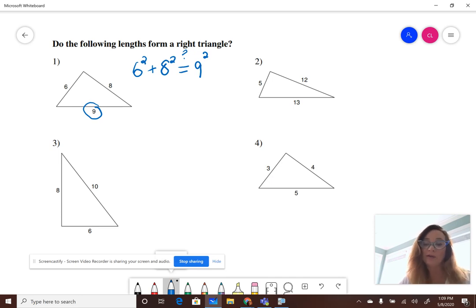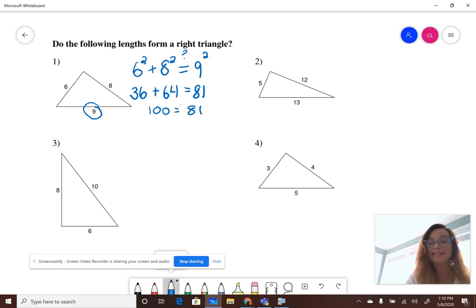Now squaring, you did this in your last unit. 6 squared means 6 times 6. 8 squared means 8 times 8. 9 squared means 9 times 9. Now if I add 36 and 64, I get 100. 100 does not equal 81, so we would say no. If that had been a true statement, then we would have said yes.